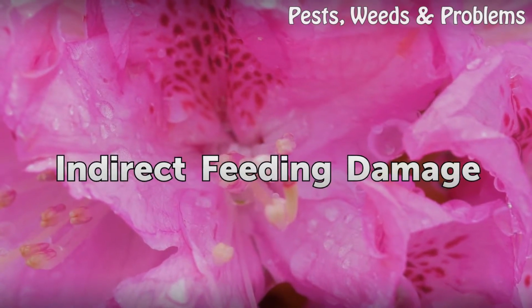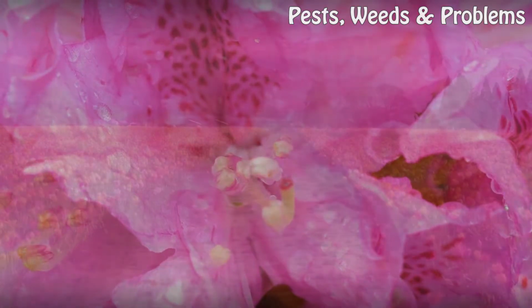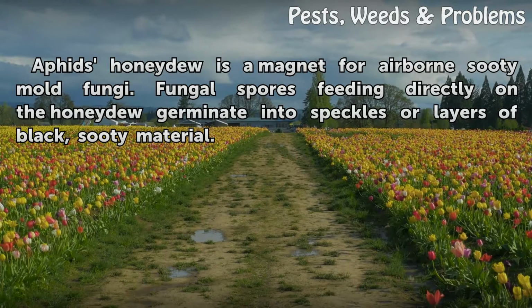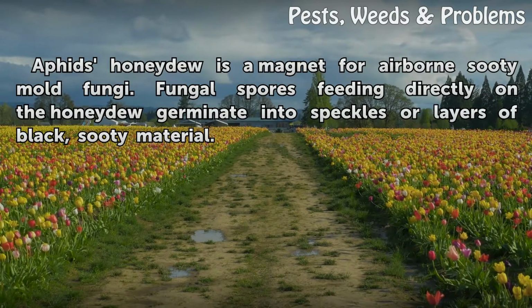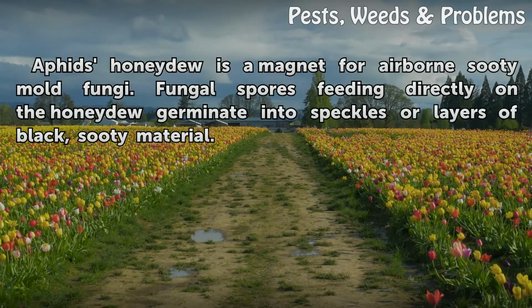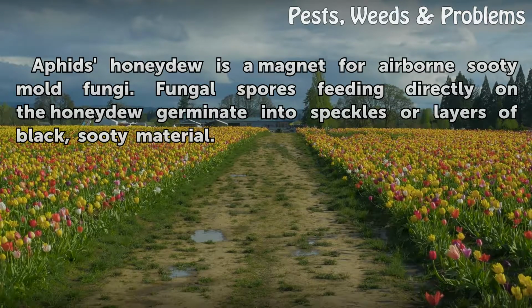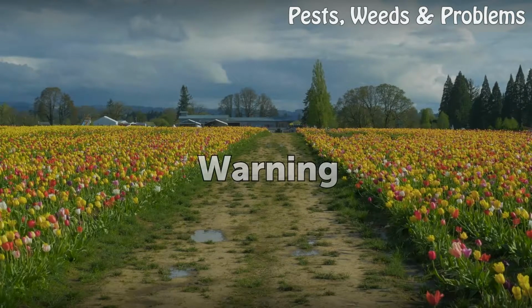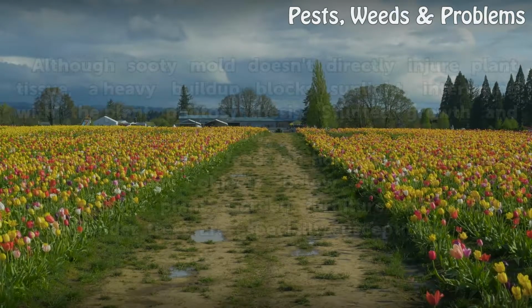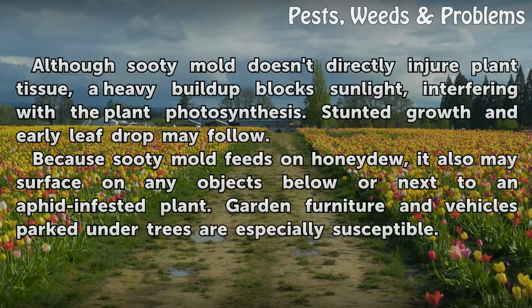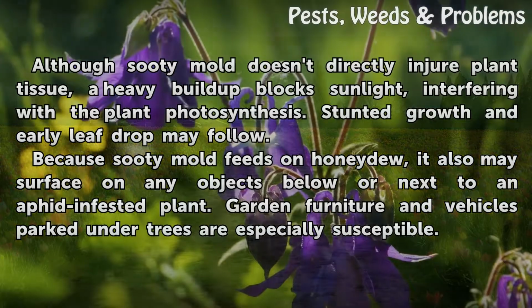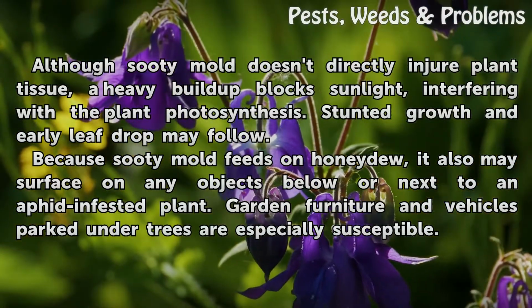Indirect feeding damage. Aphid's honeydew is a magnet for airborne sooty mold fungi. Fungal spores feeding directly on the honeydew germinate into speckles or layers of black, sooty material. Warning. Although sooty mold doesn't directly injure plant tissue, a heavy buildup blocks sunlight, interfering with the plant's photosynthesis. Stunted growth and early leaf drop may follow.